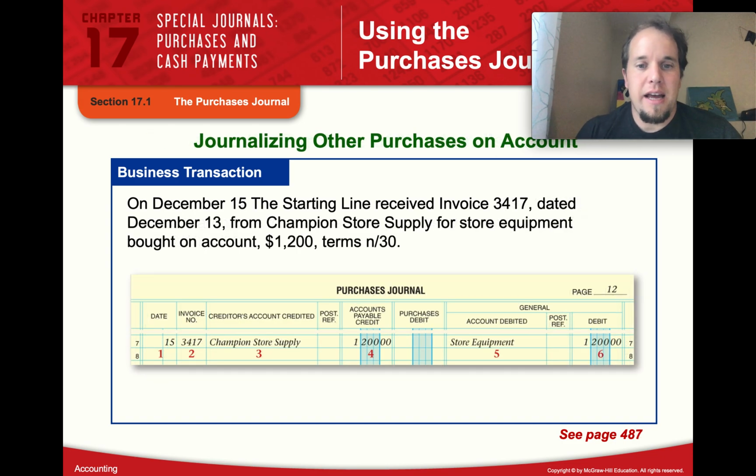Now for the next example here, we have that store equipment was purchased. What that would look like is everything similar in columns 1 through 4, but we would not have purchases debit at all. We would be affecting store equipment. And that's why it says debit on that side, because in your different ledger accounts, the debit would be increased in store equipment and accounts payable would be credited $1,200 as well.